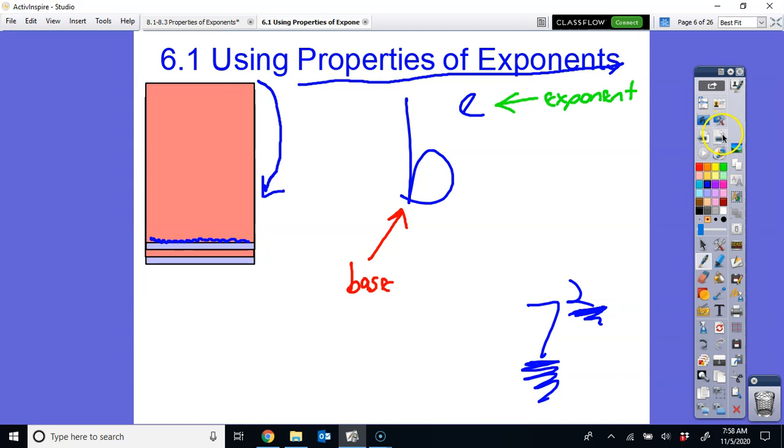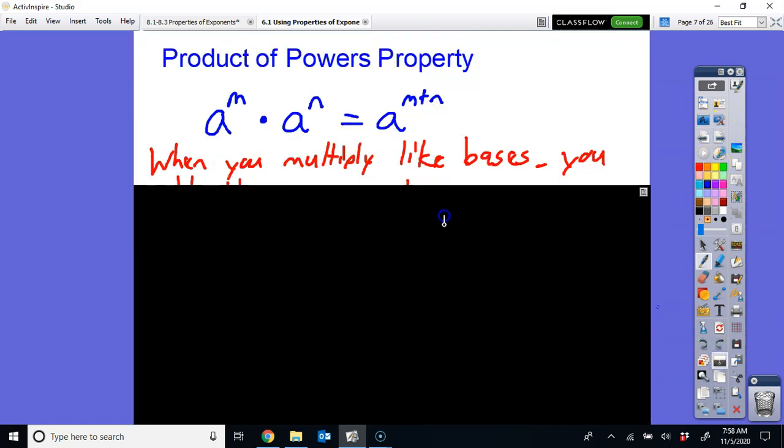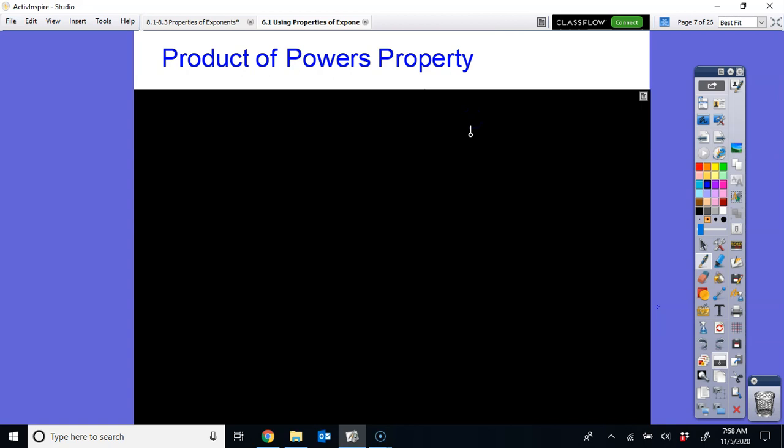So the first property that you are going to see is called the product of powers property. I would pause the video and write down this title. The titles are not the most important part. The property is. So you're going to see that some of these properties have the same or similar sounding titles to them. That being said, I have seen the names of these properties pop up from time to time on standardized tests. Whether we like them or not, they are there. So just realize that they sometimes use the names.